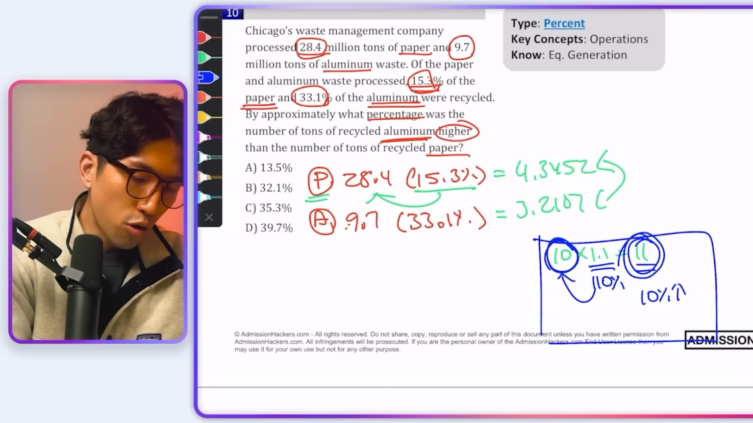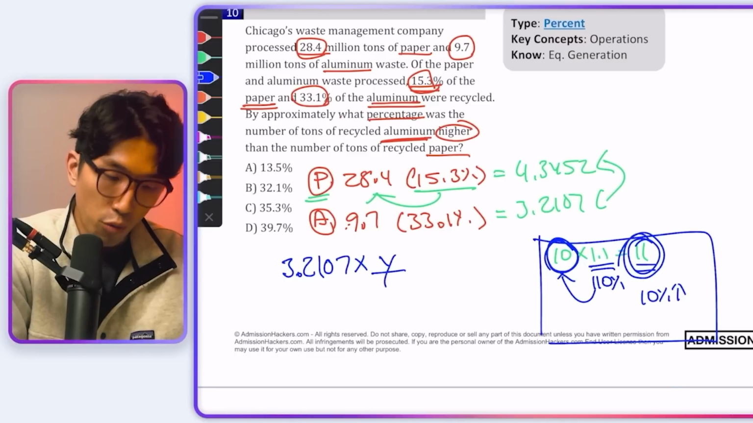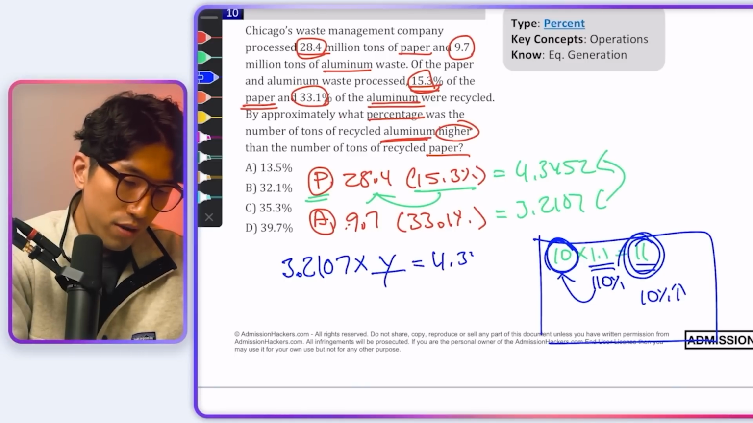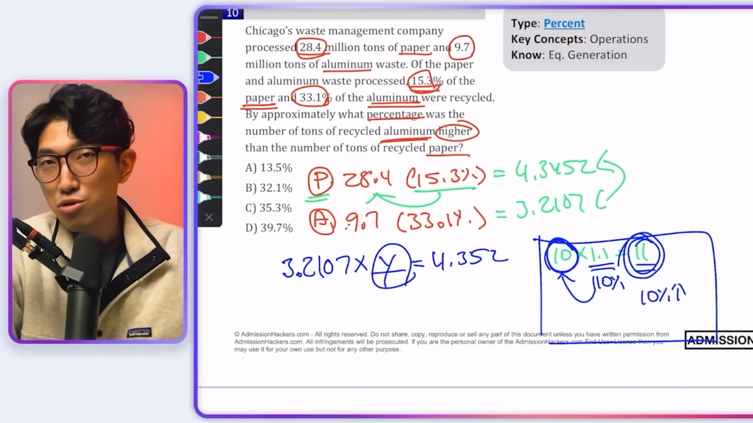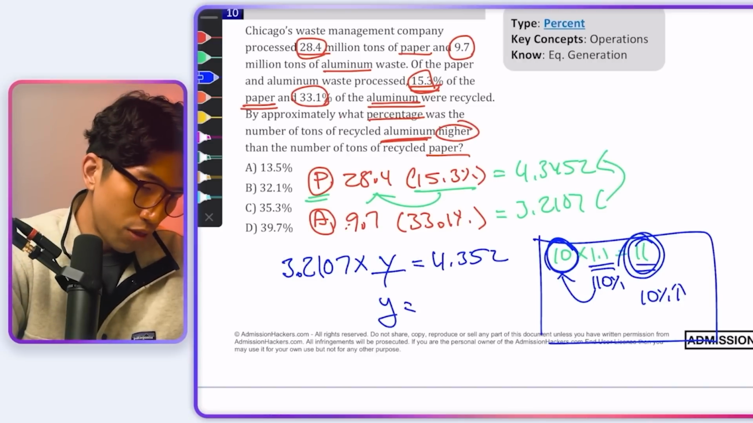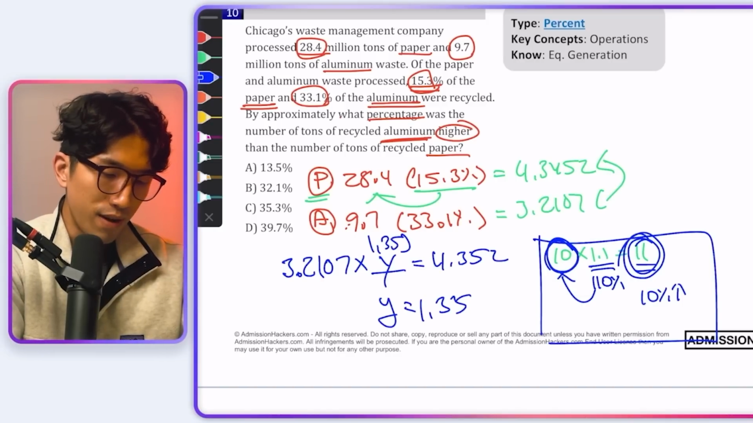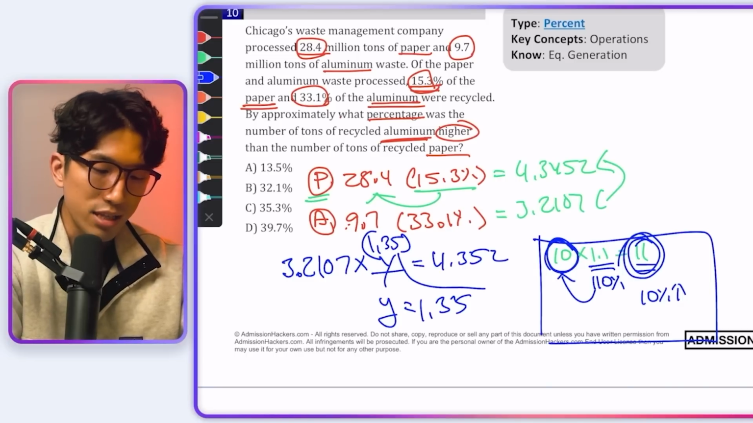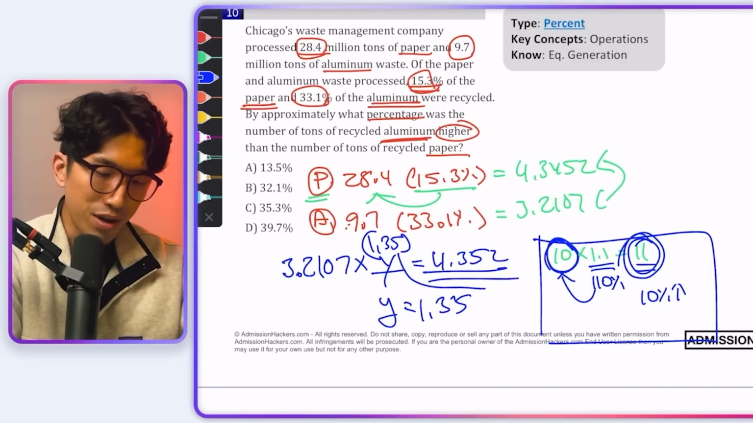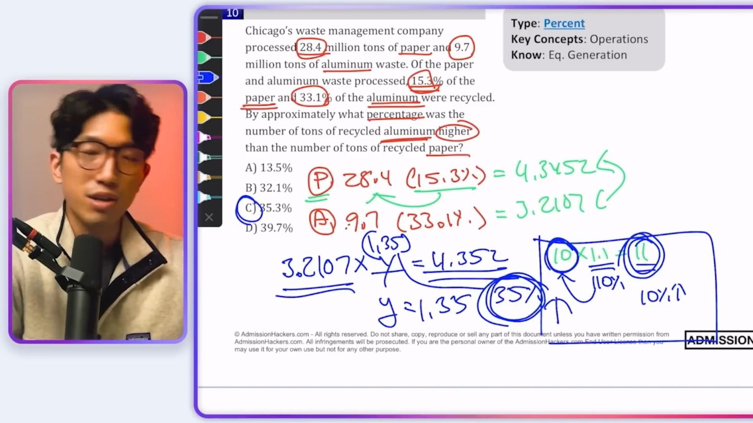We're going to make an equation. So 3.2107 times a certain percentage, we're going to call it y, is equal to what? 4.352. And by finding out what y is equal to, we can find out what percent greater it is. So if we divide, we're going to get 4.352 divided by 3.2107. We're going to get 1.35, right? Which means it's going to be around 1.35 over here. And that is showing that 4.352 is 35% greater than 3.2107. We can now find out the relationship, which means our answer is going to be choice C.